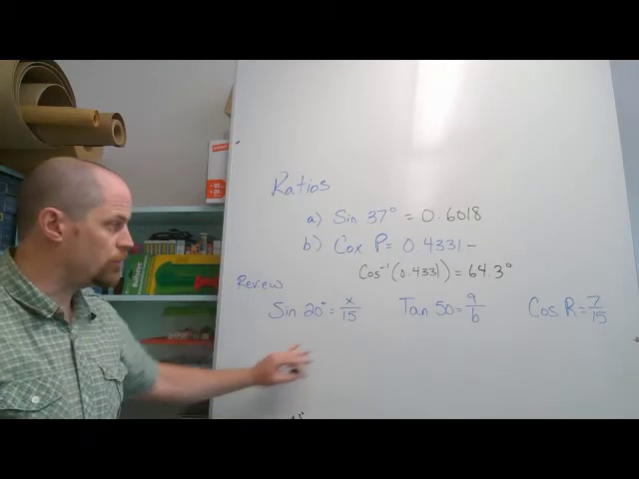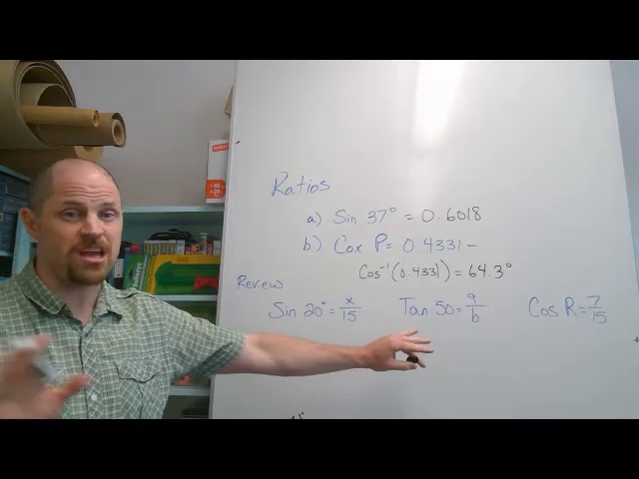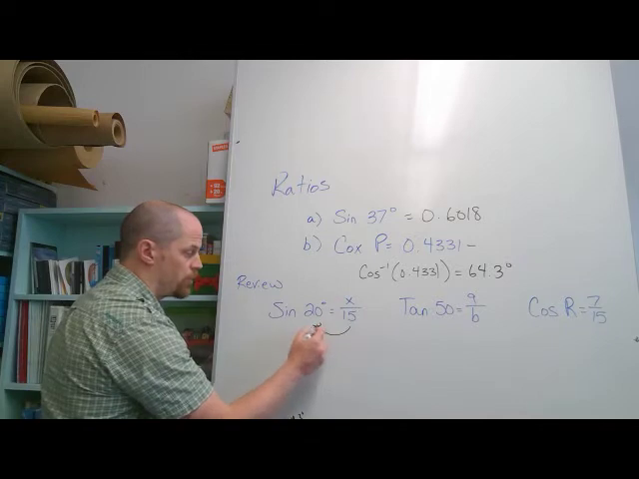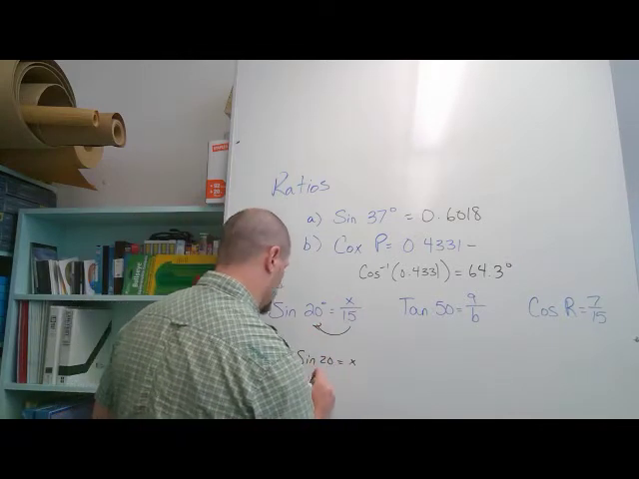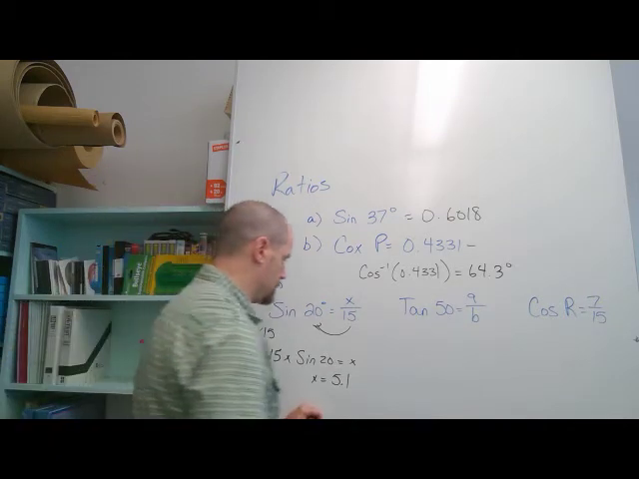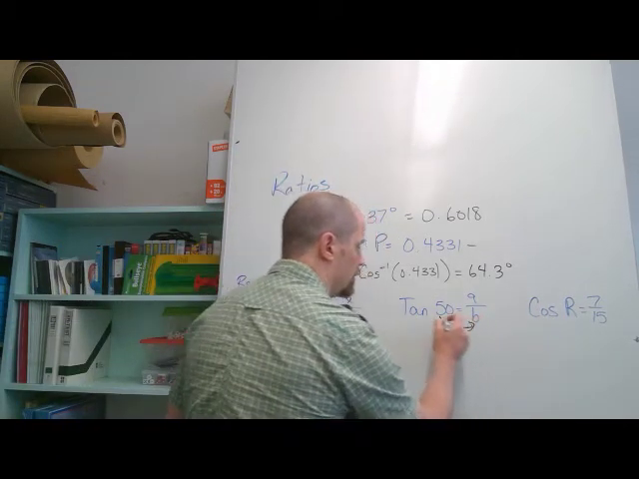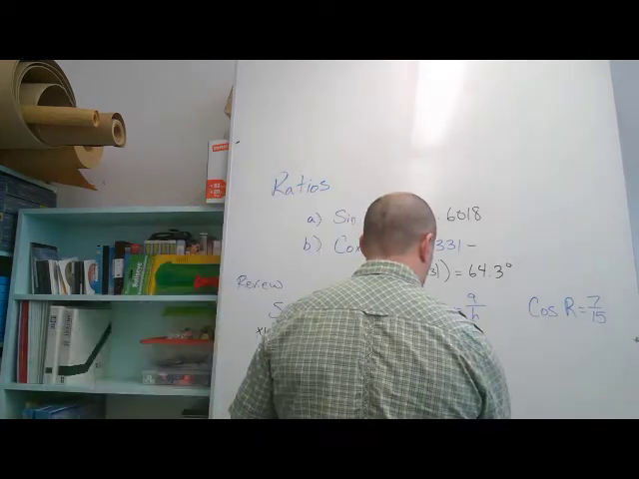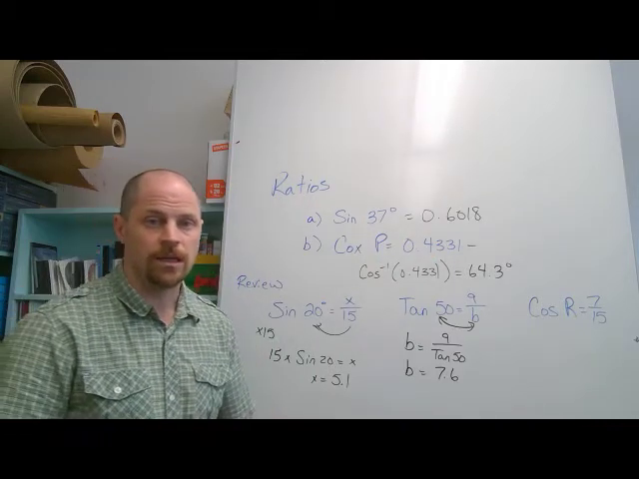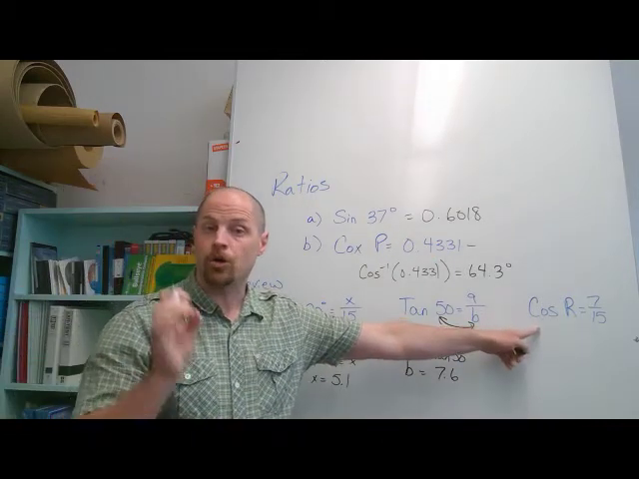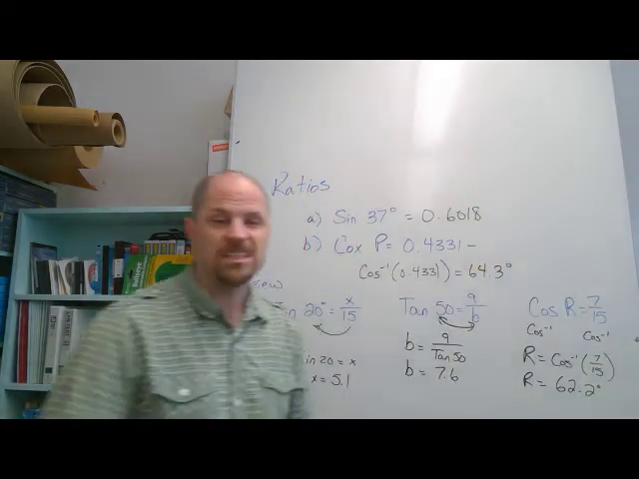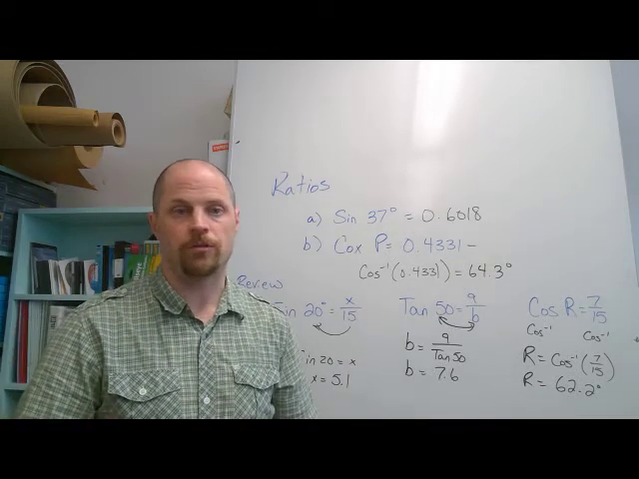And a quick review of the algebra. Same thing, tangent, sine, cosine, it's all the same. The unknown is on top, so I'm going to bring this over and multiply. And you should get 5.1. This one right here, we're going to do the switch, and you should get 7.6. And the final one, we're finding the angle cos inverse this time, 62.2 degrees. Don't forget the degree sign.